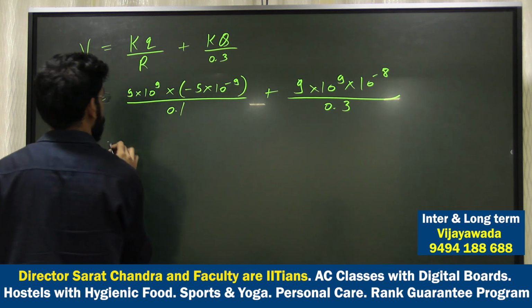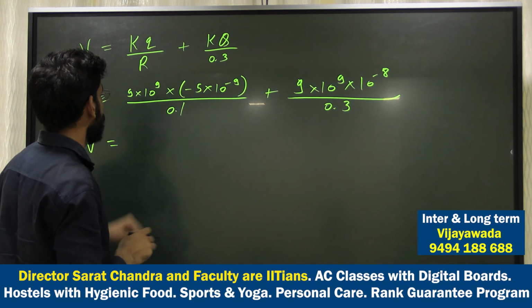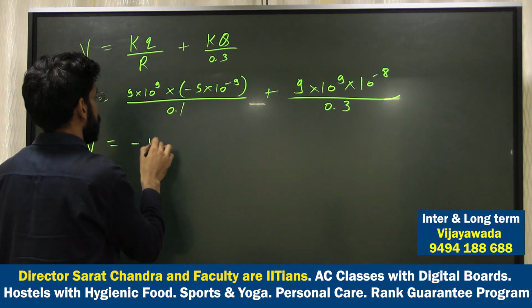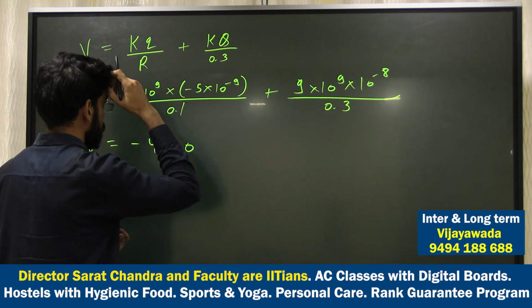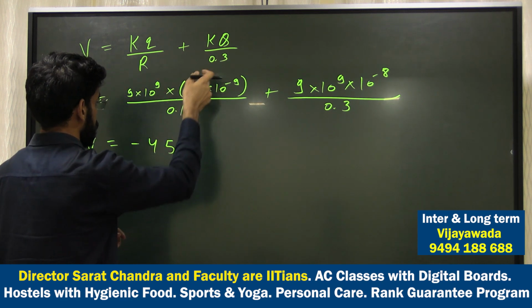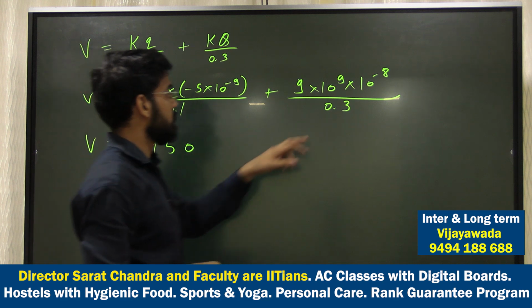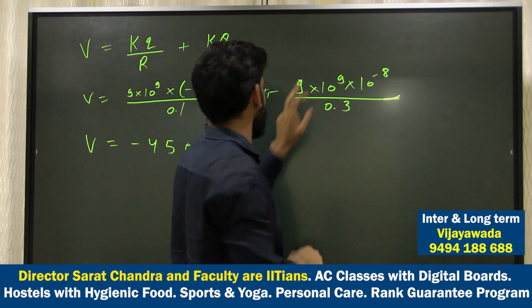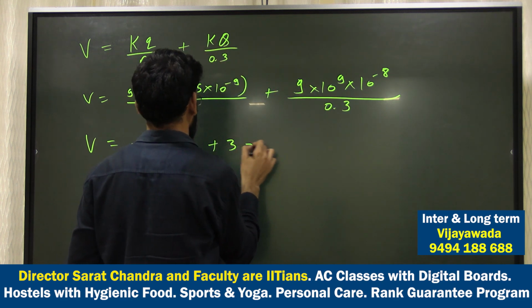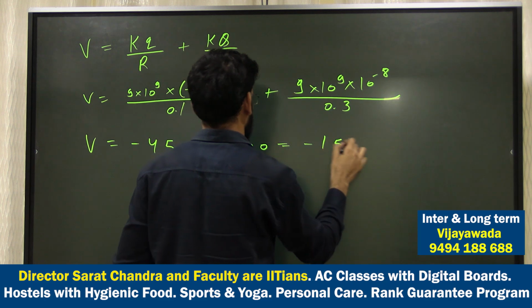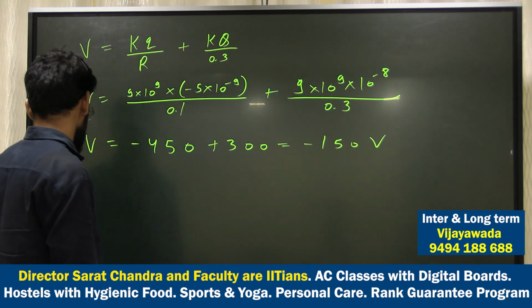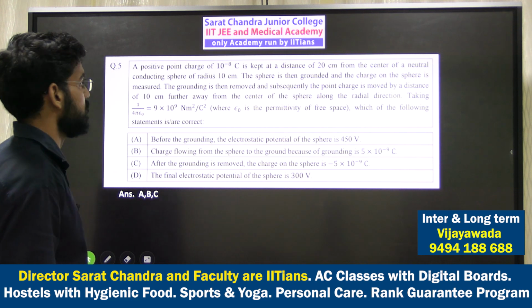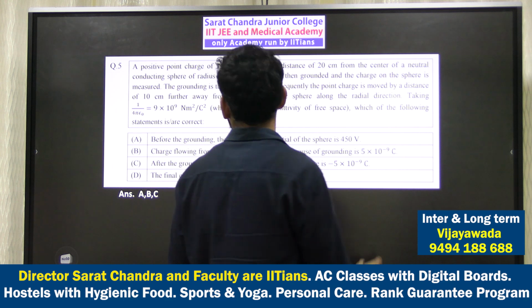Potential came how much? If we see here, 9 fives are 45, the minus will come, this got cancelled out, 450. 10 to the power 9 minus 9 gap, 9 fives 45, so minus 450. From here 1 by 3 into 10 to the power 3, so 300, plus 300. So this came minus 150 volt. So minus 150 I am getting. He is saying 300. So D is not the correct option.